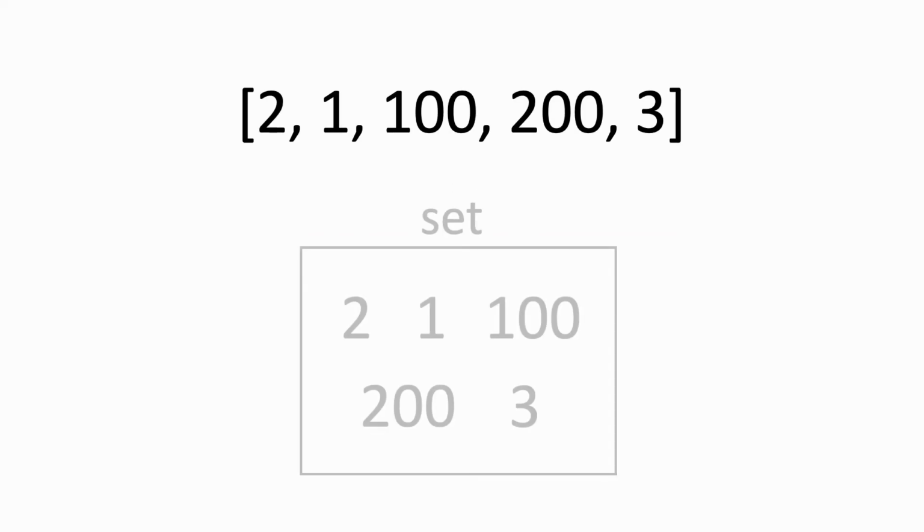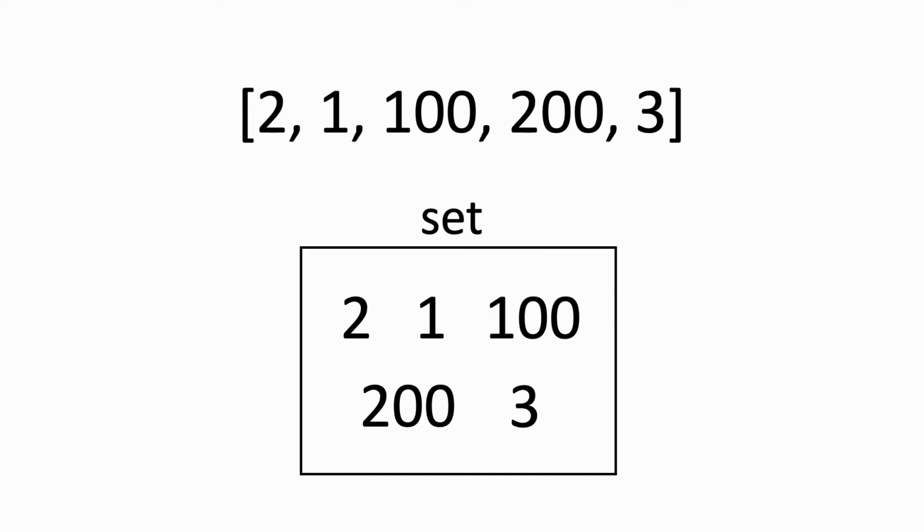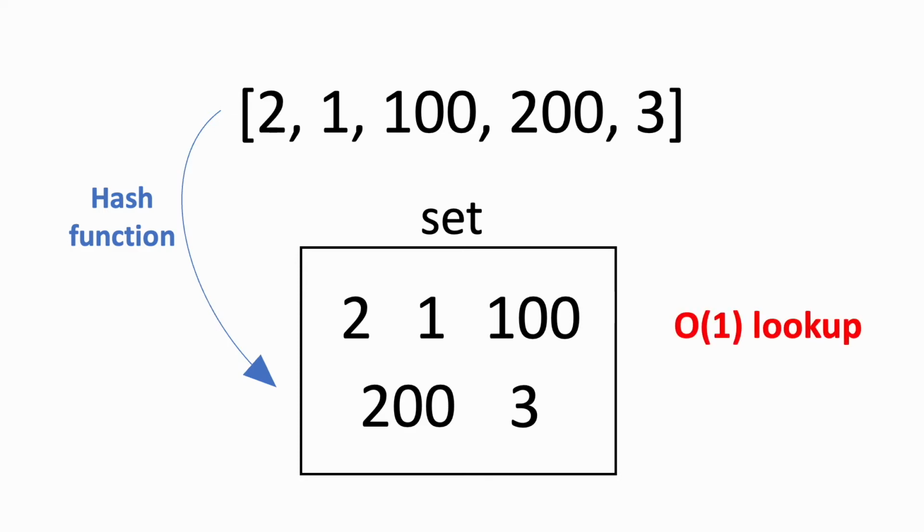We can do this by turning this array of numbers into a set of numbers. Remember, a set is unordered and it's created by generating a hash code for each value using a hash function. You can think of the hash code as sort of like an index. And so if we want to check if a certain element exists in a set, we can just compute the hash and jump straight to it. Because of this, looking up values in a set runs in constant time.